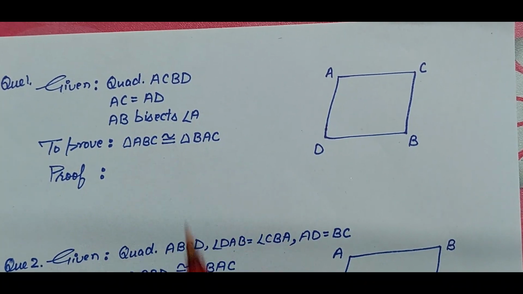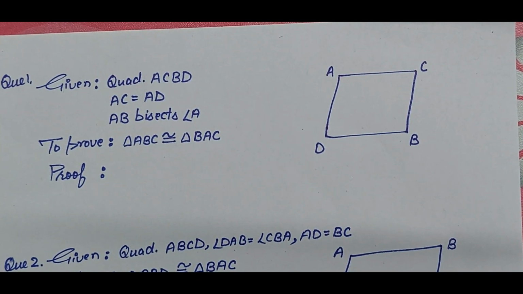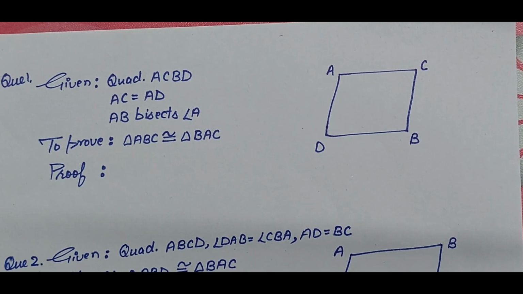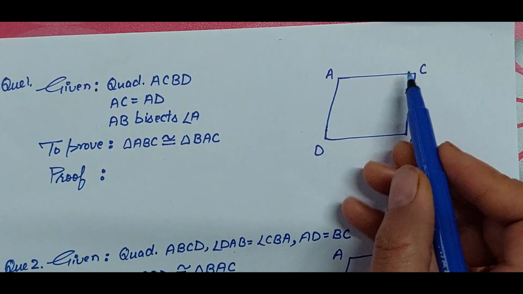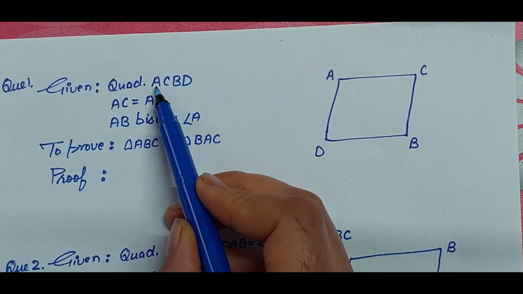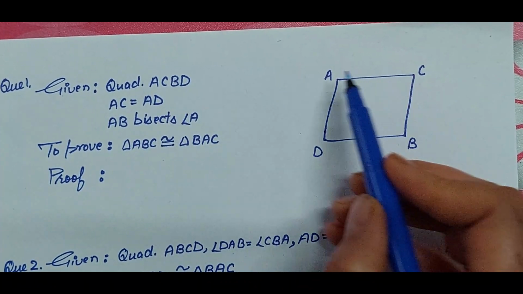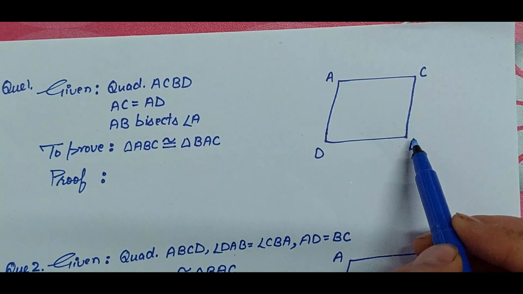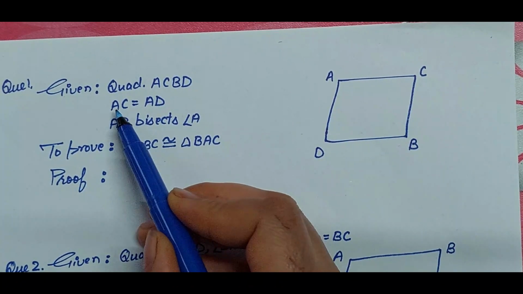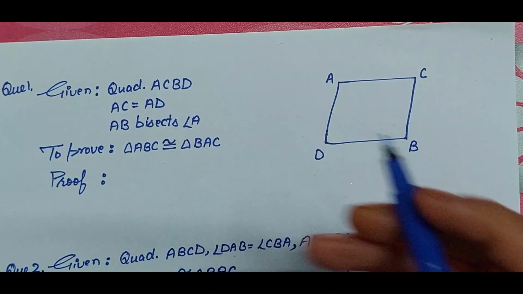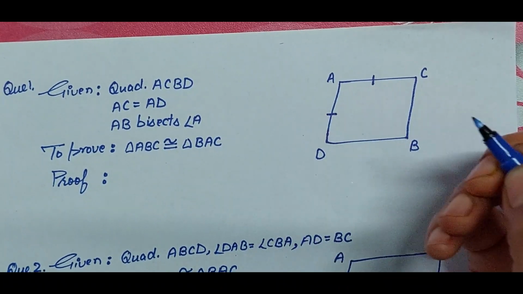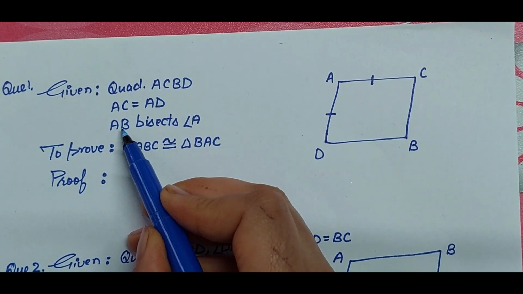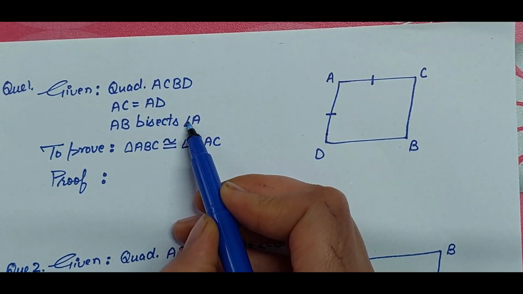Now I asked you to make the figure and label the figure as per the question. So I have already made the quadrilateral. The name of the quadrilateral is ACBD, so I have labeled it as ACBD. And what else is given? AC equals AD, so I'm just labeling it AC equals AD. Okay, and then we have been given AB bisects angle A.